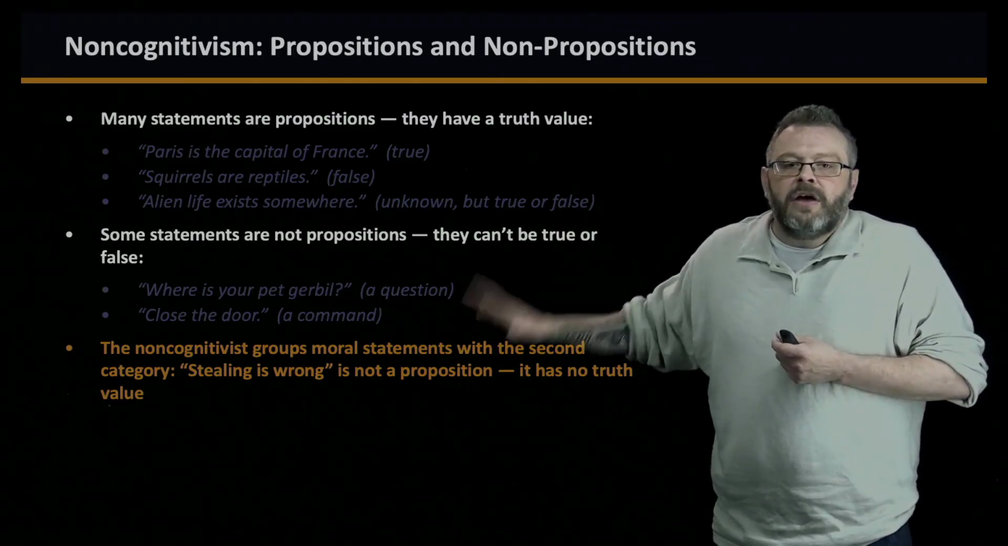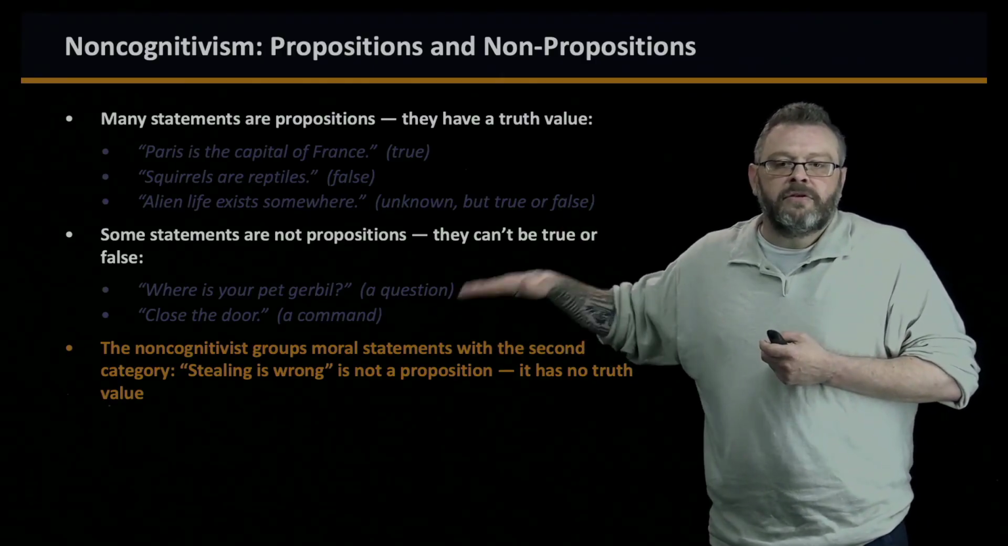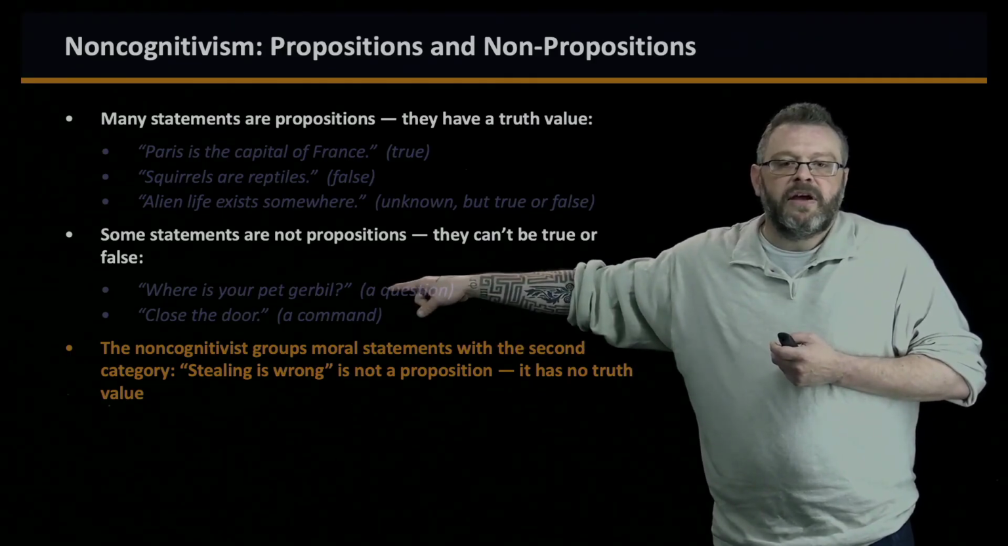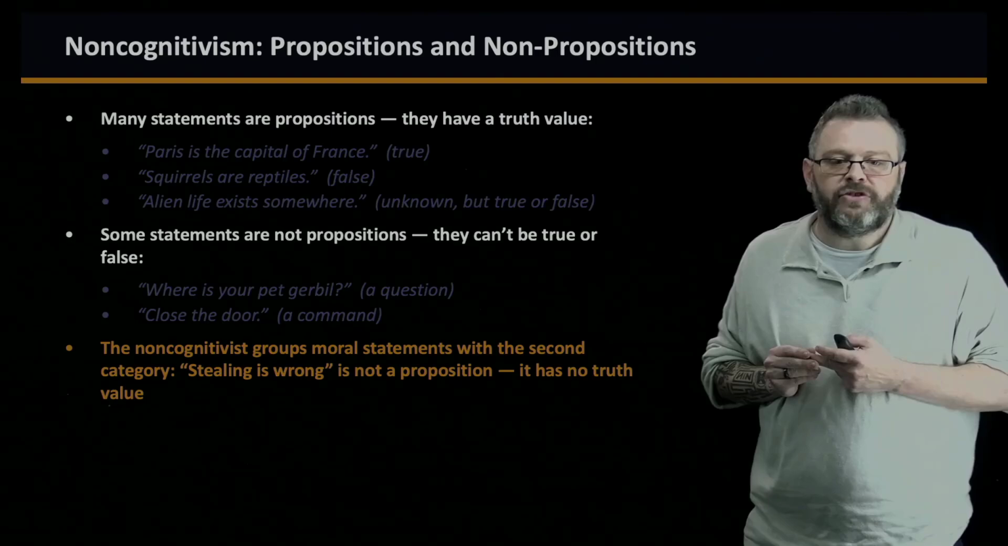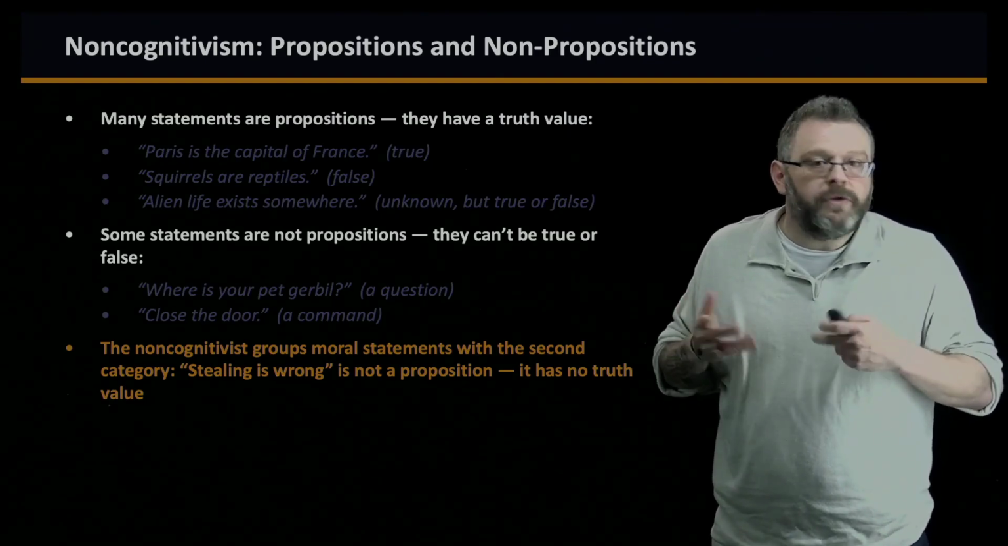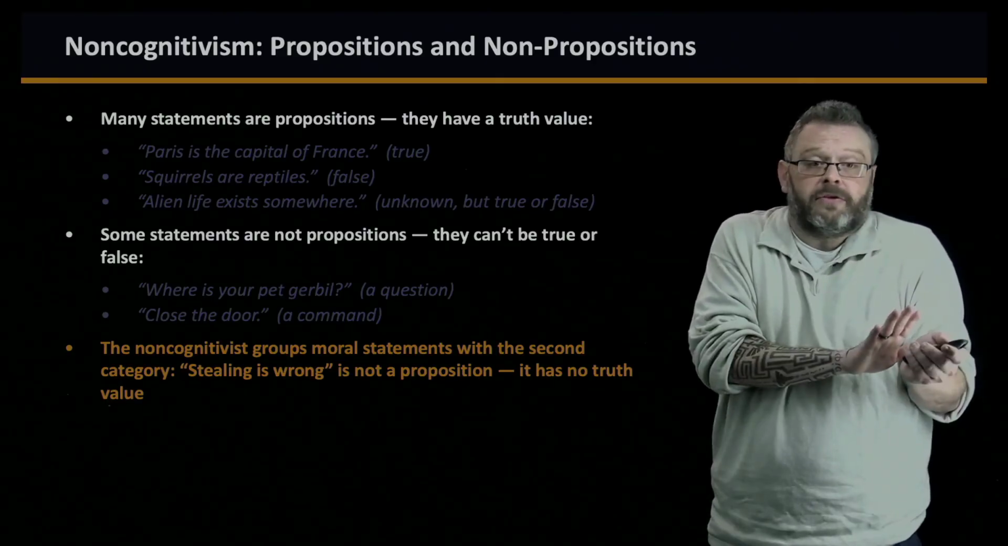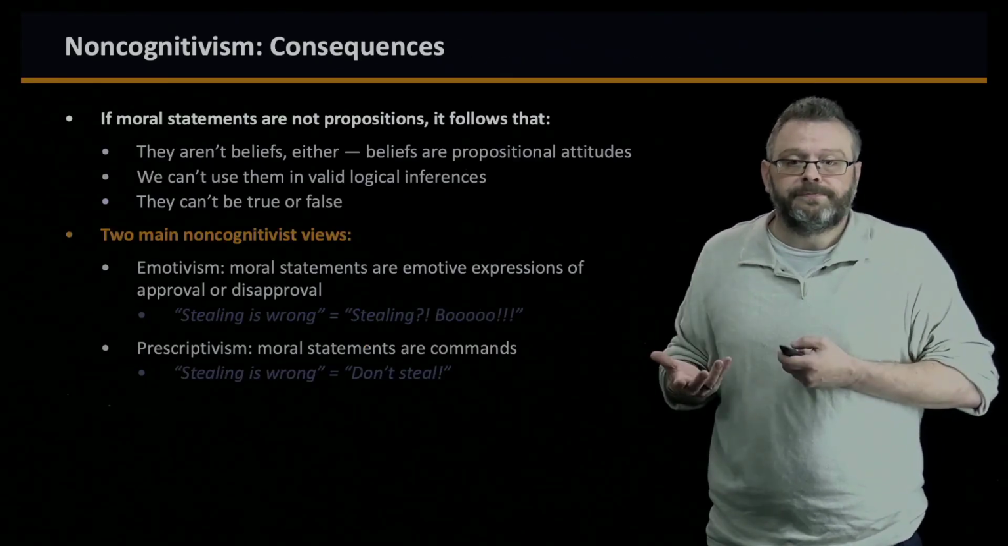So what the non-cognitivists are doing is saying moral claims fit here. They are not propositions, so they're not going to have a truth value. They're not going to be true. They're not going to be false either, but they're not going to be true.